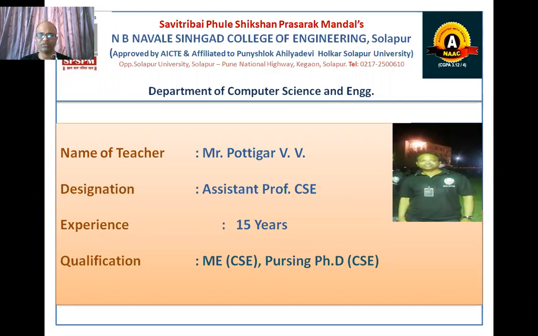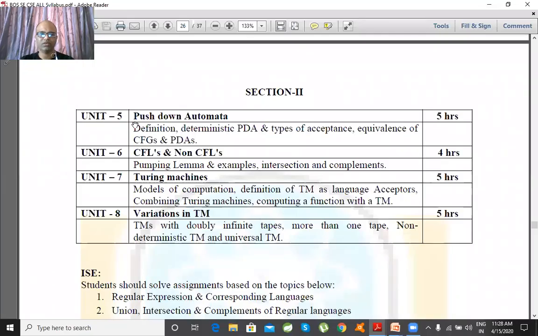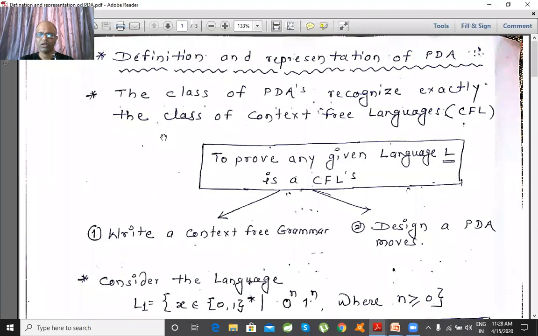theory of computation. So today we will be concentrating on unit number 5, which is pushdown automata. So today's topic of discussion within this, we will elaborate the definition and the representation of a pushdown automata. So let's begin our discussion on this. We'll start with the definition and representation of PDA. PDA is a short form for pushdown automata.